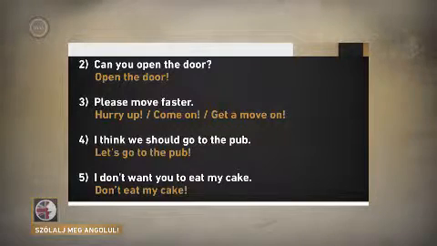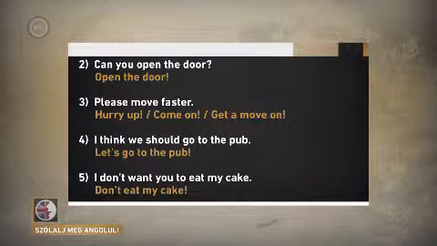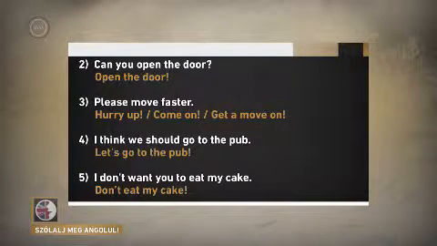Okay, so they were all pretty easy, weren't they? Well, how did you all get on? Let's find out. Hey! Another imperative. Okay, here we go. Can you open the door? Open the door. Please move faster. Hurry up. Come on. Get a move on. I think we should go to the pub. Let's go to the pub.